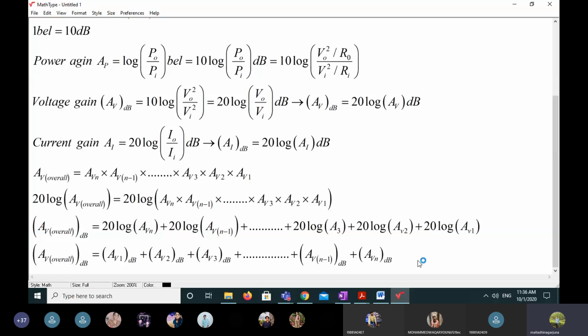Clear? So this is the effect of gain. And one more point we forgot, and this is the voltage gains. Now if you write the same thing as the current gain, I will tell you.